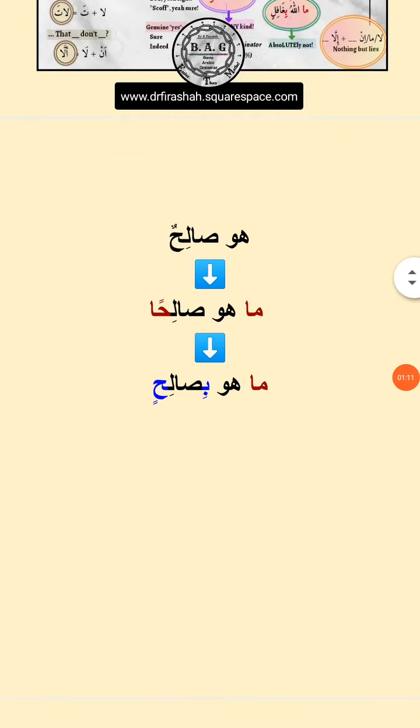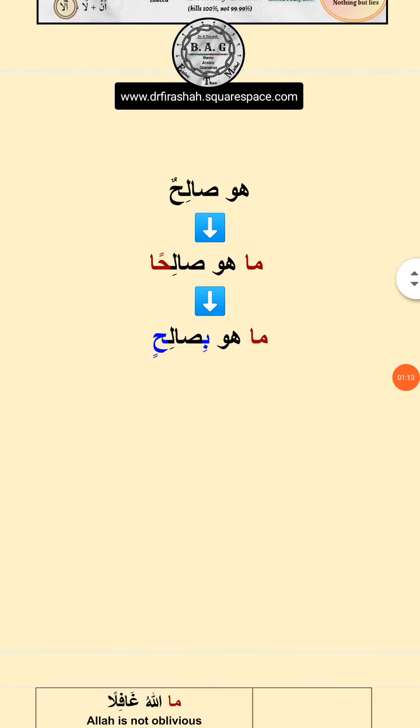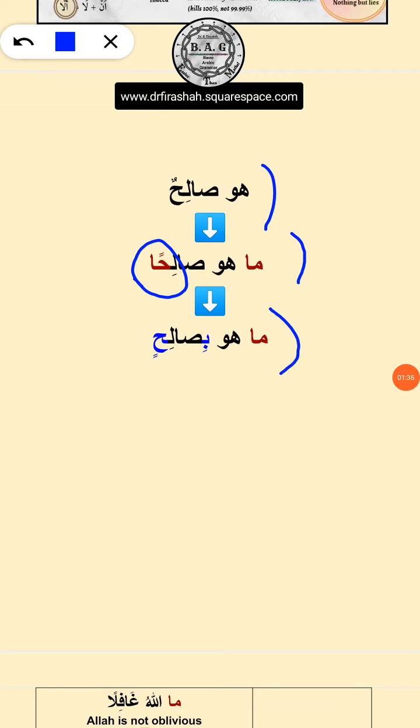Okay, so first of all, just a brief reminder that huwa salihun, he is pious. If you want to make it a negative sentence, a regular negative sentence, then it's going to be ma huwa salihan. All right, you have this nasab form. All right, he is not pious. And then we come to our first formation. And what is that first formation?